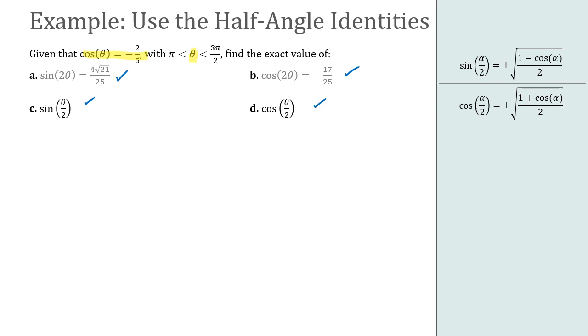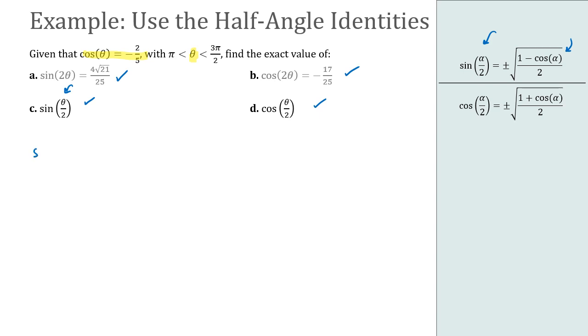So we're going to have to make use of the identities that we just derived. Now notice in the identities that we derived that our angle placeholder was alpha. We now are dealing with theta, so everything changes to a theta. So let me write this out.